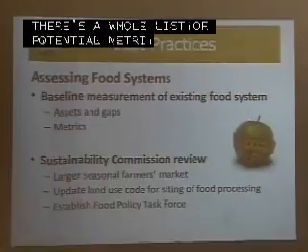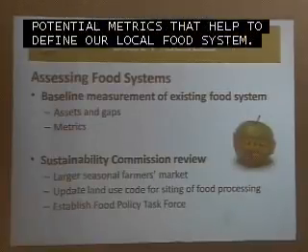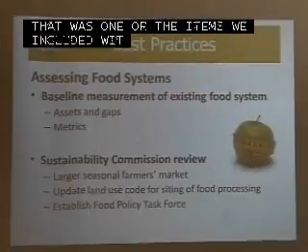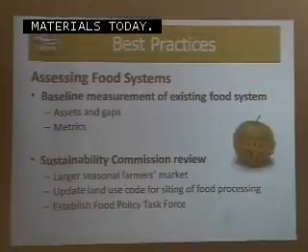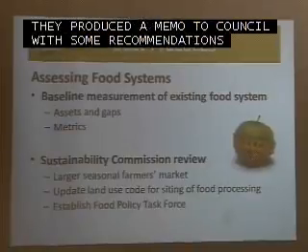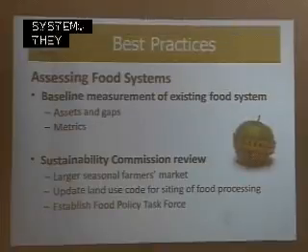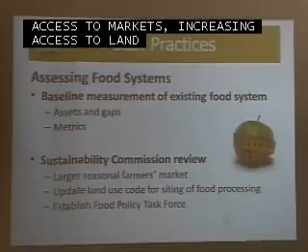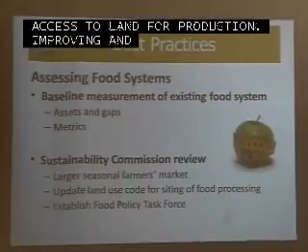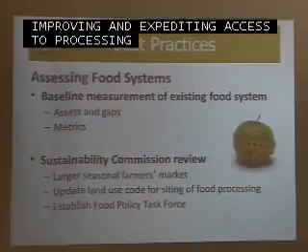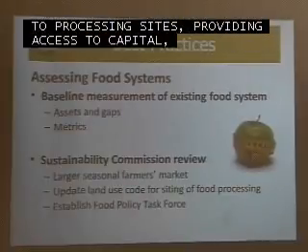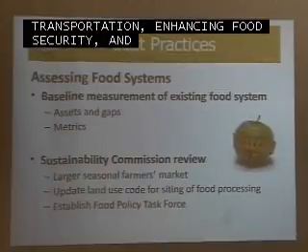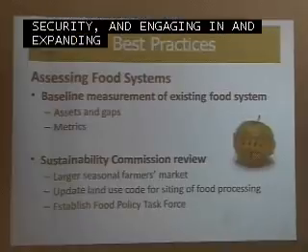The Sustainability Commission conducted a review in 2012, and that was one of the items that we included with your meeting materials today. They produced a memo to Council with some recommendations after a broad review of the food system. They were looking at several themes, including expanding access to markets, increasing access to land for production, improving and expediting access to processing sites, providing access to capital, ensuring equal access to public transportation, enhancing food security, and engaging in and expanding regional initiatives.